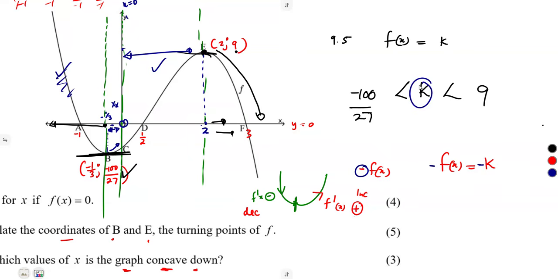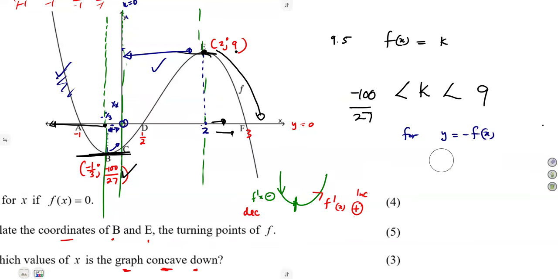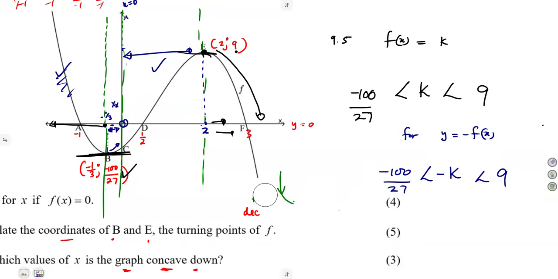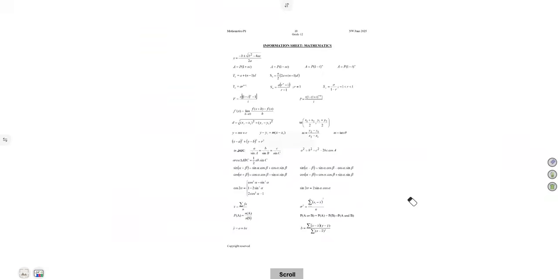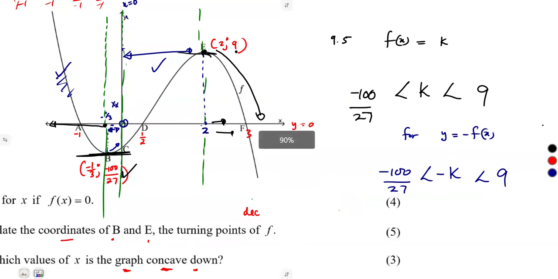This k was for f of x. So when it is now minus f of x, so here for y equals minus f of x, we are going to have that one as minus k. Minus k will be greater than minus 100 over 27, less than 9, like this. You put a negative for that k because you have affected everything with a negative from that f of x. So the k becomes a negative. That is the whole idea there.